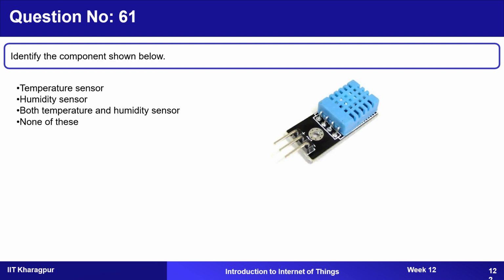Next question is identify the component shown below. So this is the figure given. You have a DHT. Identify whether it is a temperature sensor, humidity sensor, both temperature and humidity, or none of these. Option C. Both. So this is a DHT sensor. So it is both a temperature and humidity sensor.